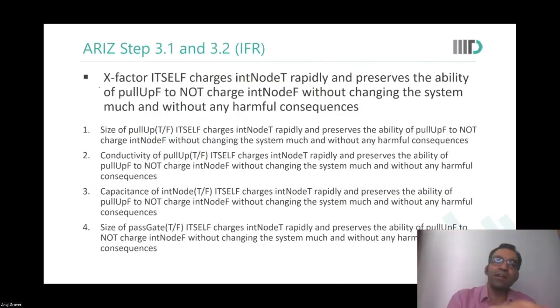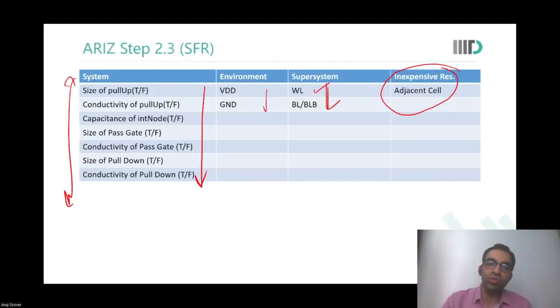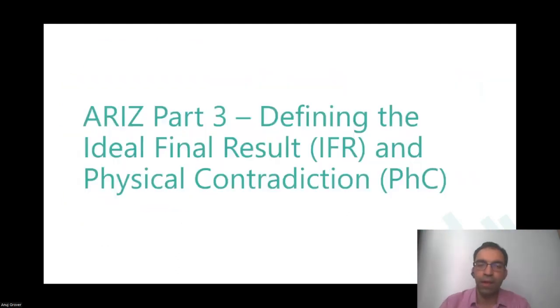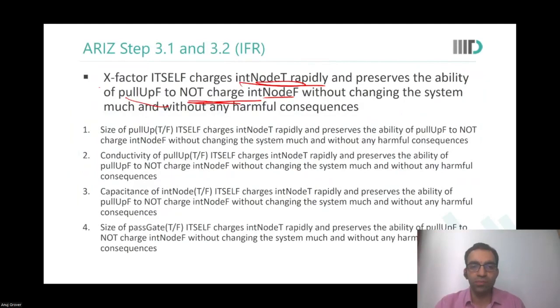So now we come back to the X factor there, and we say X factor itself charges int node T rapidly and preserves the ability of the pull-up to not charge int node F without changing the system much and without any harmful consequences. Now we see if there is some X factor amongst the resources that we had identified here. So we go resource by resource. Size of pull-up itself charges int node T rapidly and preserves the ability of pull-up F to not charge int node F. So I write down absolutely mechanically.